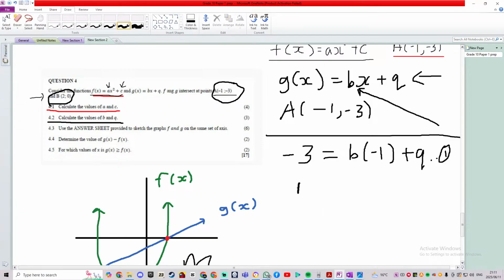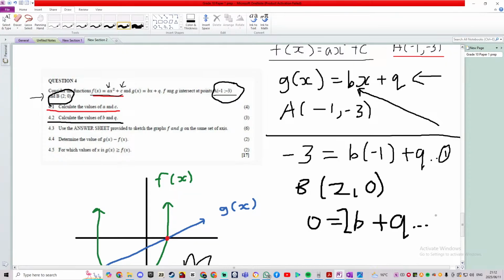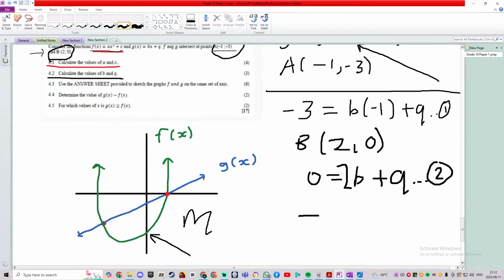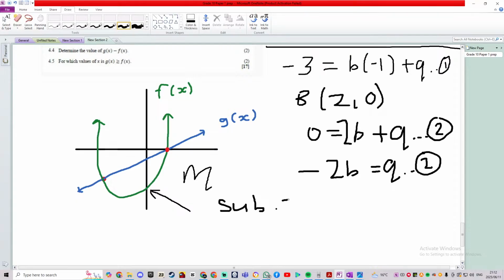So that's equation 1. Then I'm going to use point B, which is 2 and 0. Come now, my brain is lagging. Substitute 0 in there. Then I have p times x, which is 2. So I'm just going to put the 2b, plus q. That's equation 2. So I'm going to take the 2b over and let it equal to q. That's my new equation 2, my new and improved. So I'm going to substitute 2 into 1.